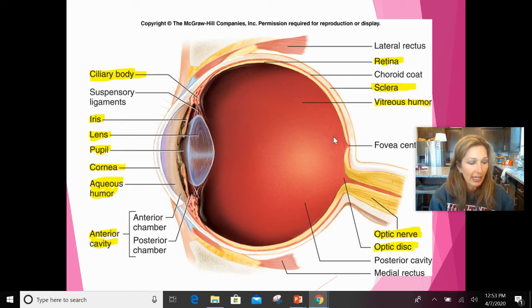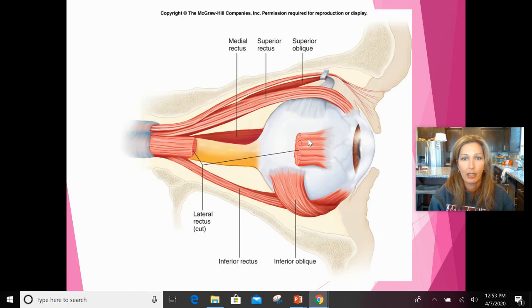But those are the parts of your eye, so be familiar with what those are. That also answers some of the questions that I addressed on your reading guide. Here's just a diagram that shows you some of the muscles that are attached to your eye. So your eyes can actually move in very fine motions, and you can control your vision.